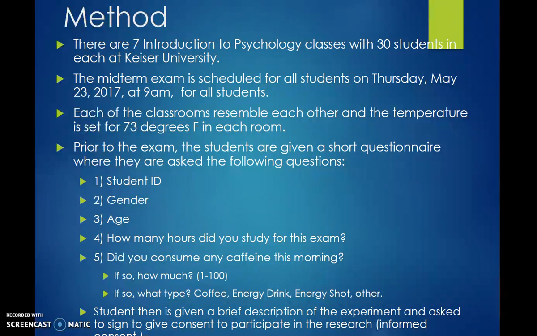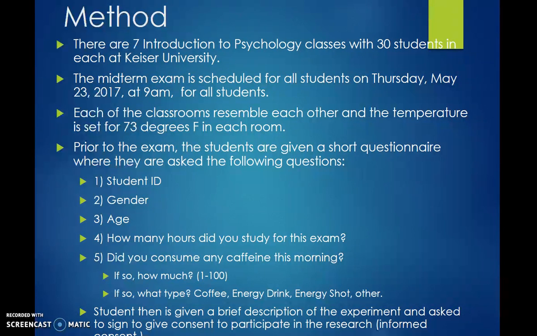Once again, we are controlling for any extraneous variables, like if their classroom is too hot, too cold, different, well lit, or not well lit. These are all variables that can affect the dependent variable. So we try to control for everything, okay?